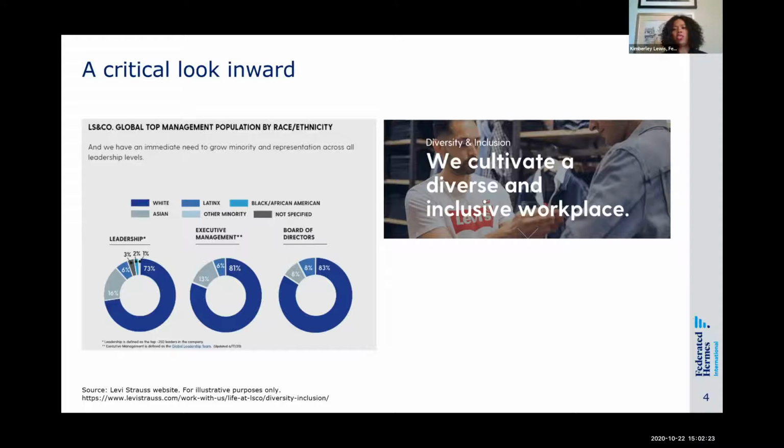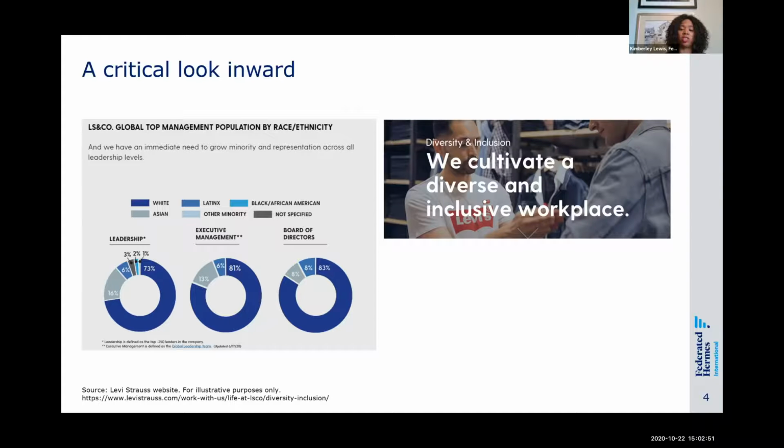So I want to give a specific example, and that's in taking a real critical look inward. In setting these targets, as I mentioned earlier, you want to not just look at overall workforce numbers. You want to get granular and you want to get specific. Here's a good example of a company that, if you look at the overall percentage of both women and ethnic minorities in the overall workforce, it's actually quite high.